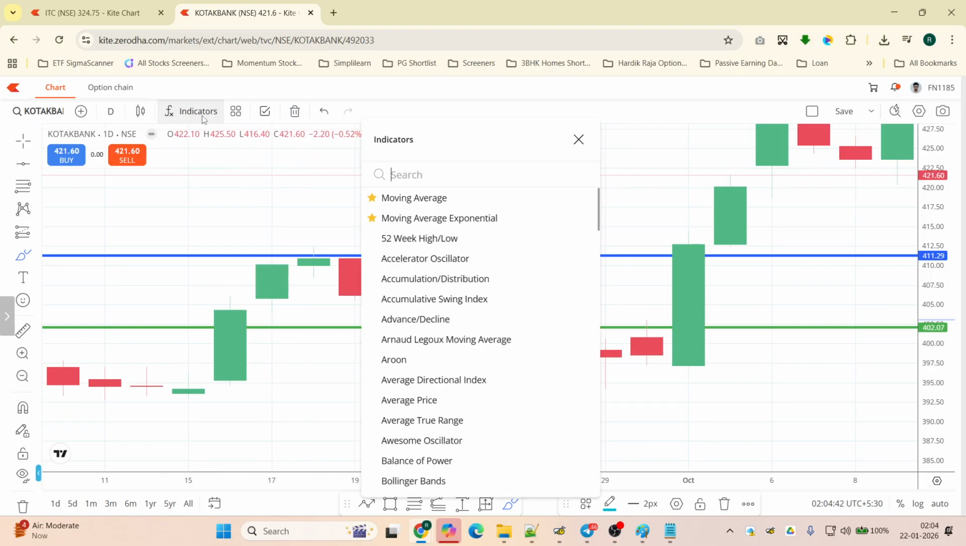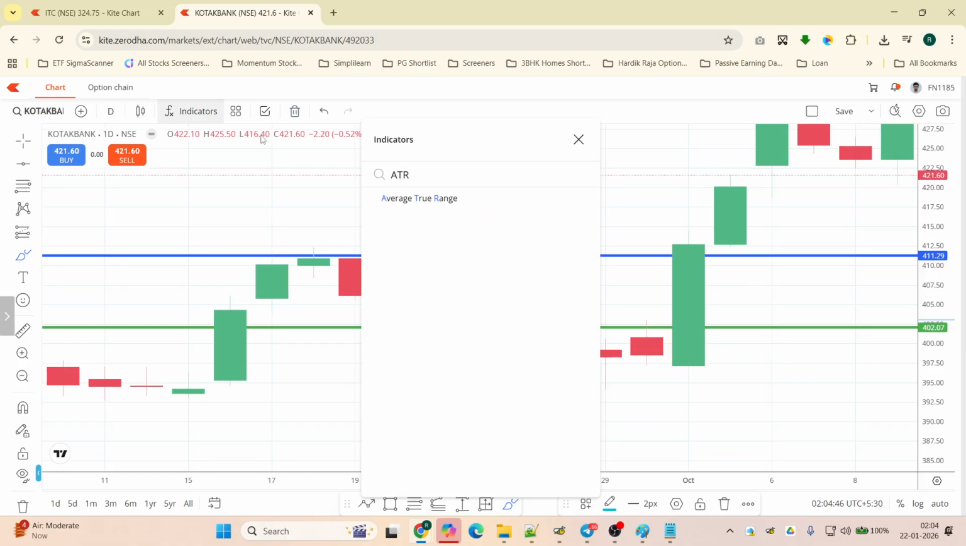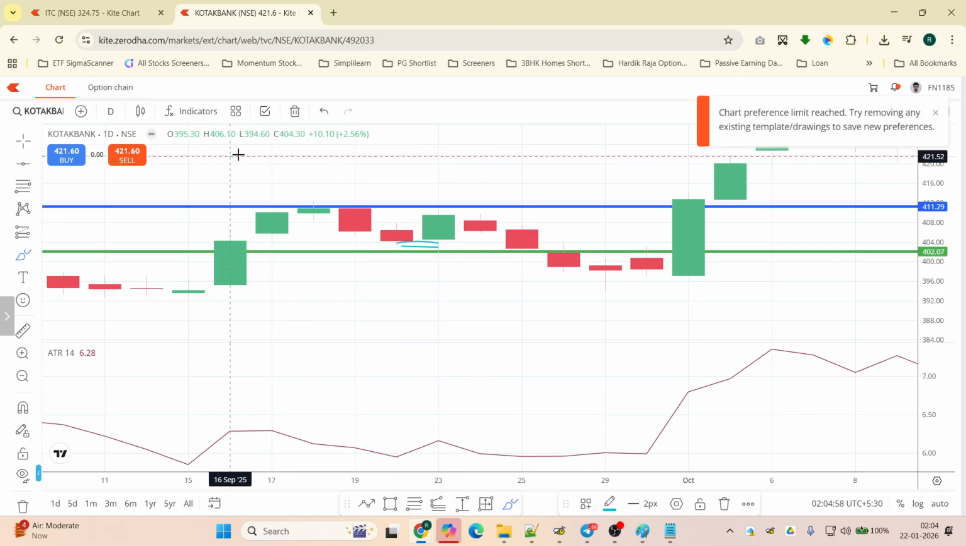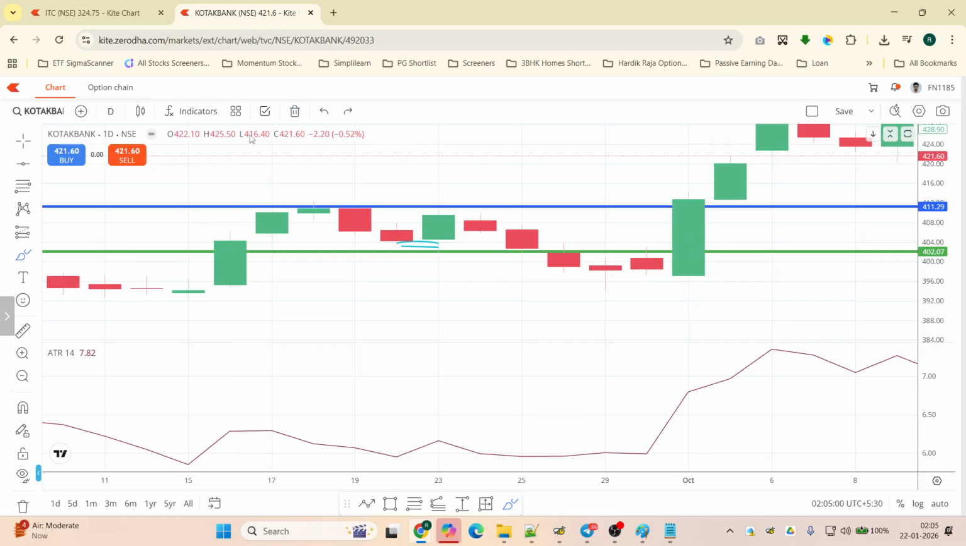Simple. How to add the ATR? Same FX indicators, ATR. You get average true range. Click it. Now here we talked about this candle, which is the 22nd of September. So what is the low of this candle? Please refer here, the L 416. So the low of this candle is 403.5, right?